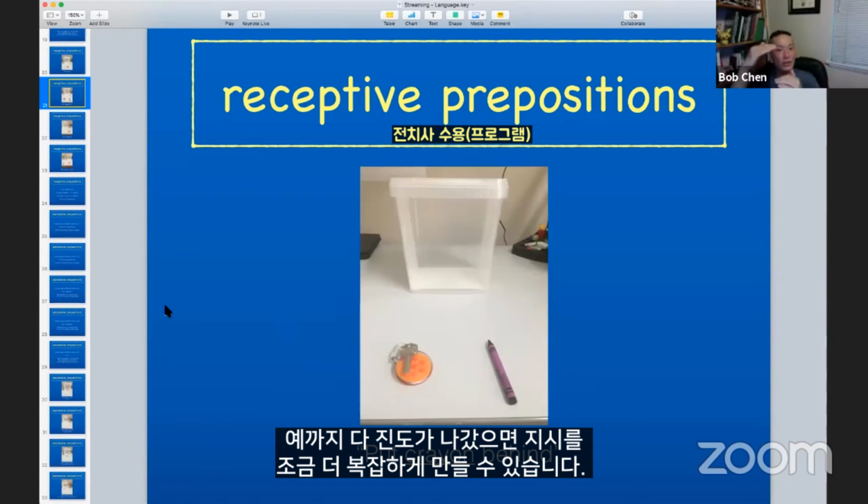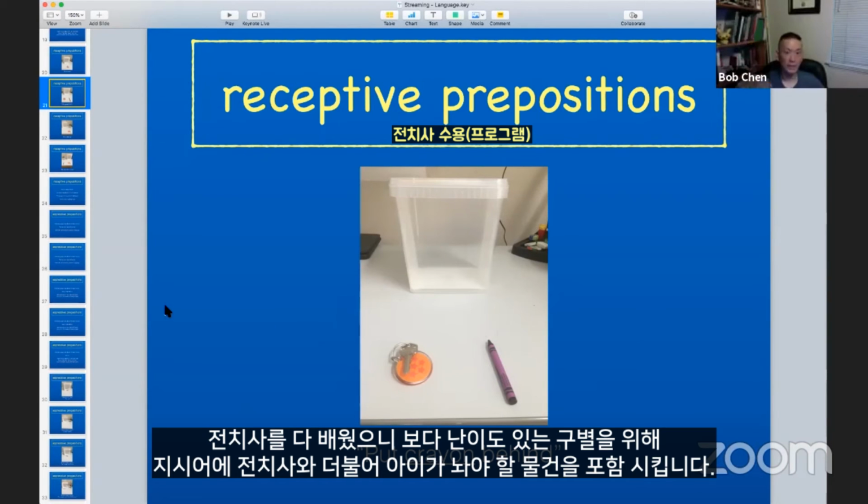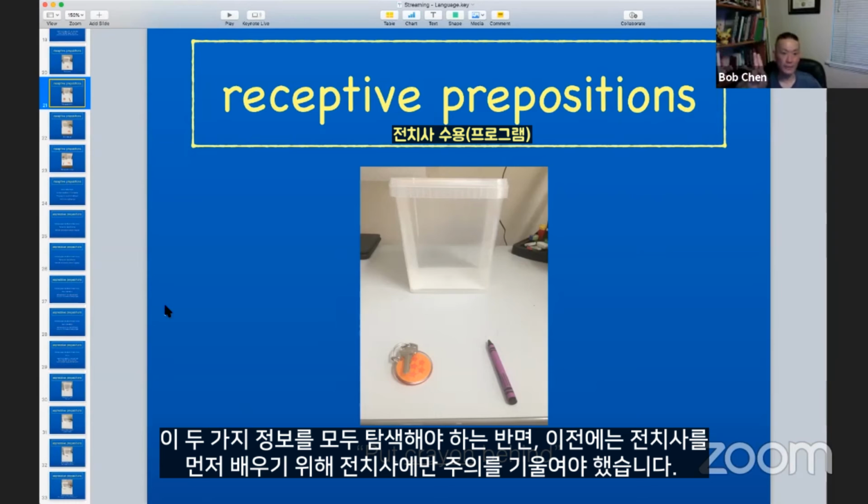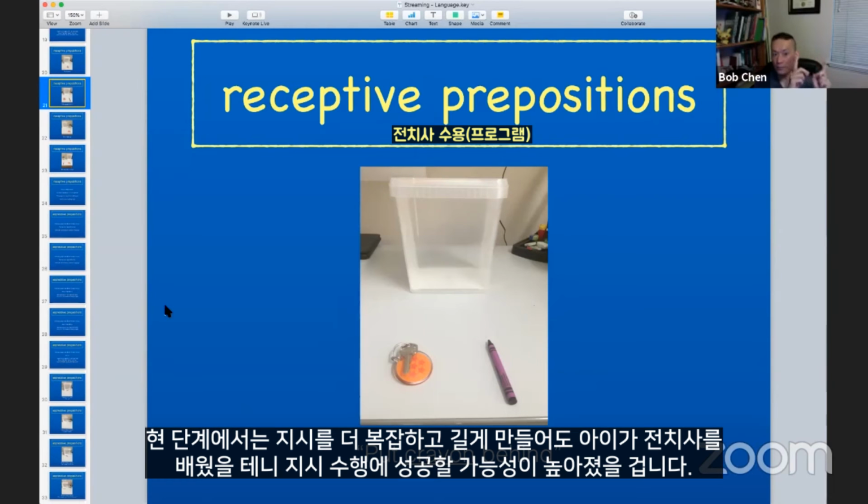Once they learn that, then you can start to make the language a little bit more complicated. Now that they've learned the preposition, you're going to add a harder level of discrimination, which is now I'm going to reference what you have to put. So now there are 2 pieces of language that they have to put together. Put, what am I putting? The crayon. And where am I putting it? Behind. Now they have to navigate both pieces of information. Whereas before, you only had them pay attention to the preposition until they learned it. Now that they've learned the preposition, you're making the language more complicated and they will be more successful because now they're ready for that increase in language.